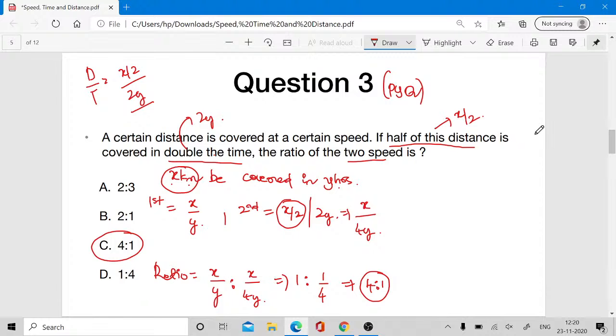Very easy question, right? This question was only asked for GATE. Okay, so first one will be x by y. Second one will be half the distance and double the time, which is x by 4y. So it is 1 is to 1 by 4. So the ratio of the two speeds will be 4 is to 1. Let's move on to the next question now.